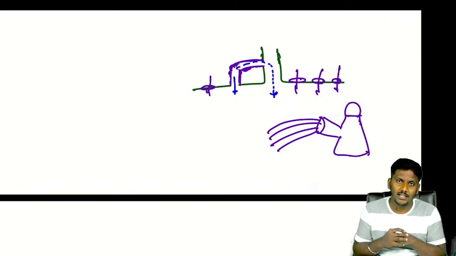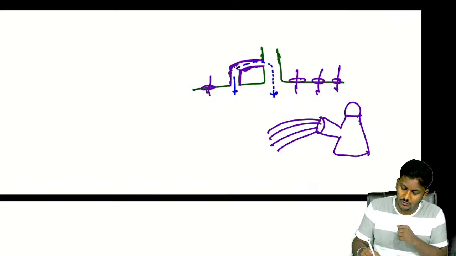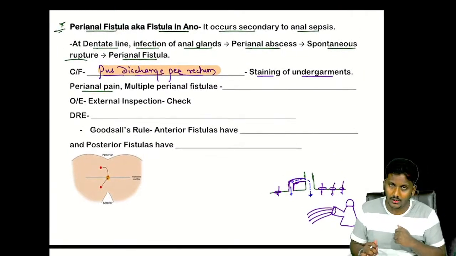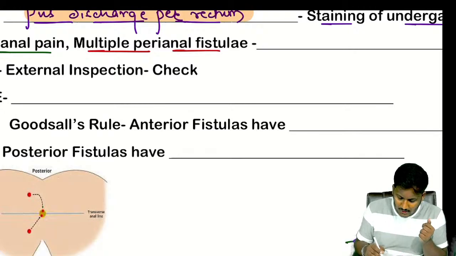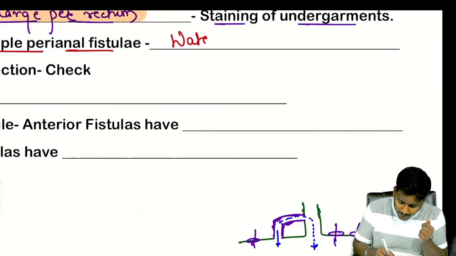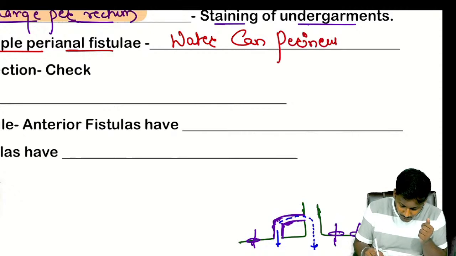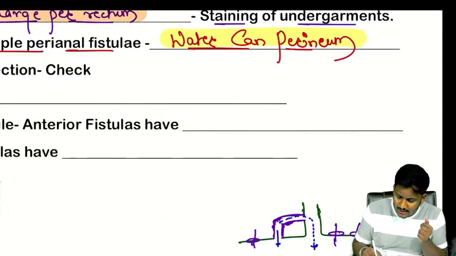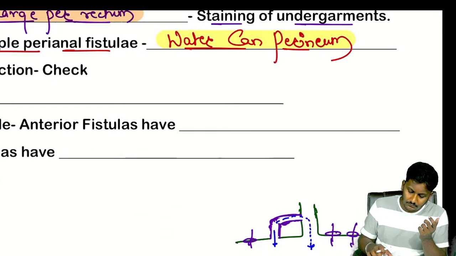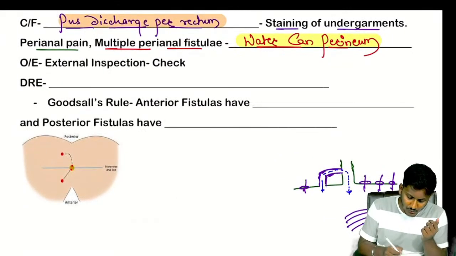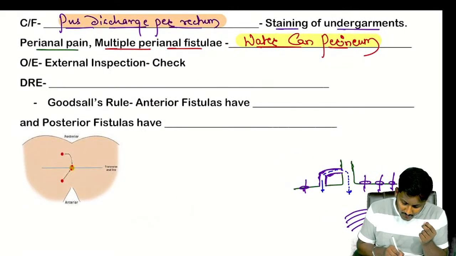Therefore, the perineum of a patient who has multiple perianal fistulae is classically called the water can perineum. This has been another question in your exams. They asked that water can perineum is related to which among the following conditions. The answer was perianal fistula.